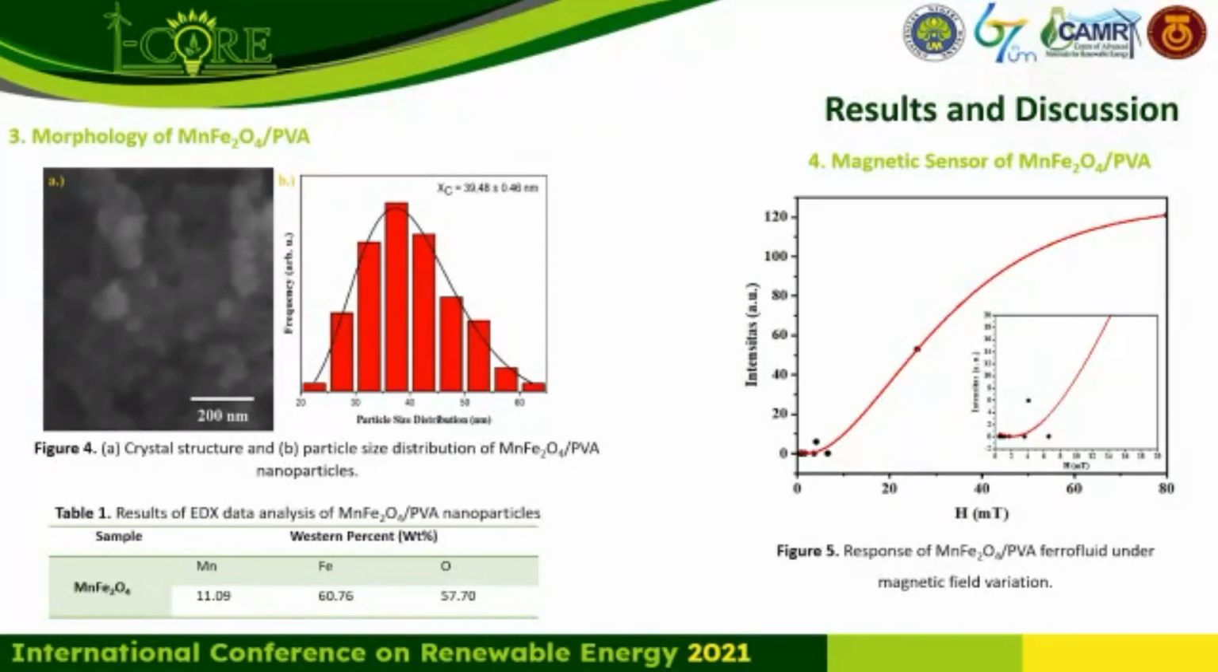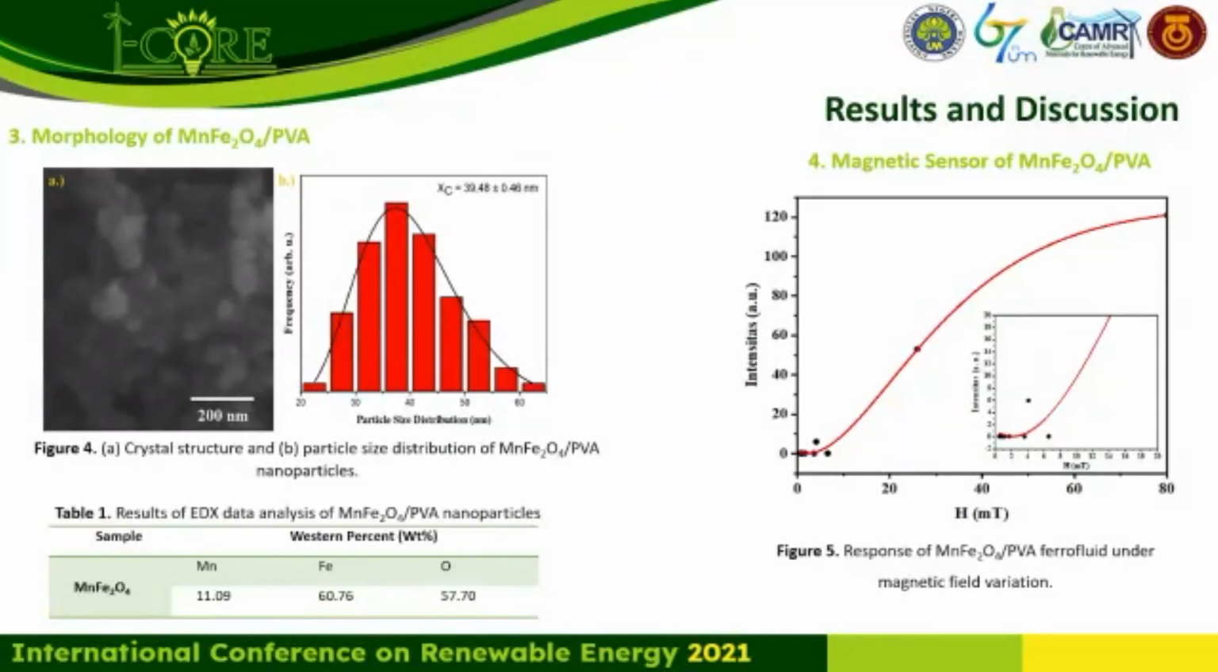Element analysis of the manganese ferrite PVA nanoparticle has been carried out in table 1. Based on the table shown, the nanoparticle contains ferrum, manganese, and oxygen elements in mass percentage, which confirms that the nanoparticle had high purity. Magnetic sensor of manganese ferrite PVA.